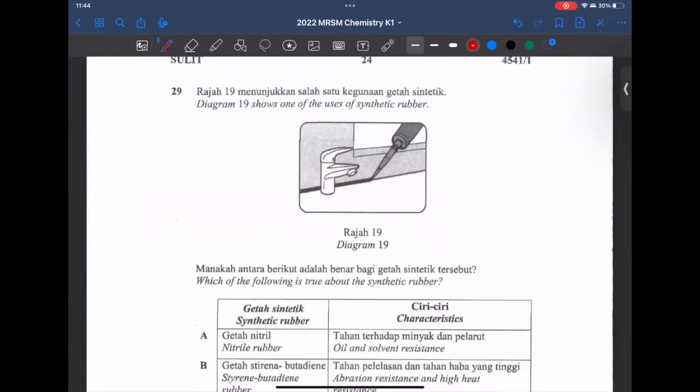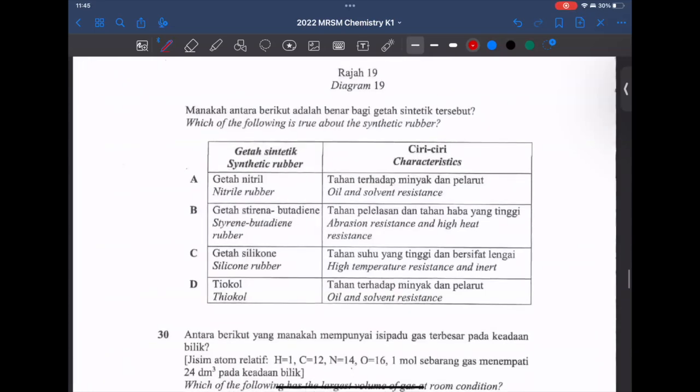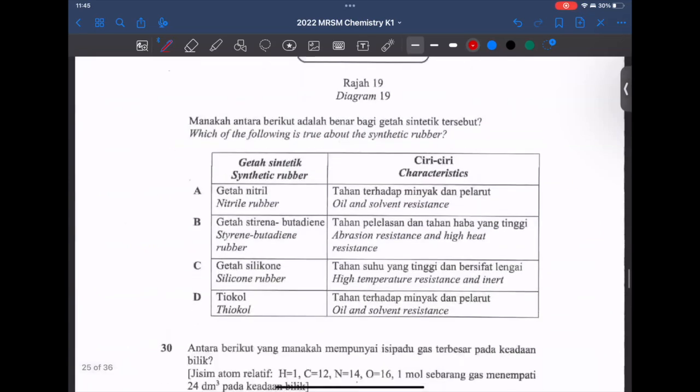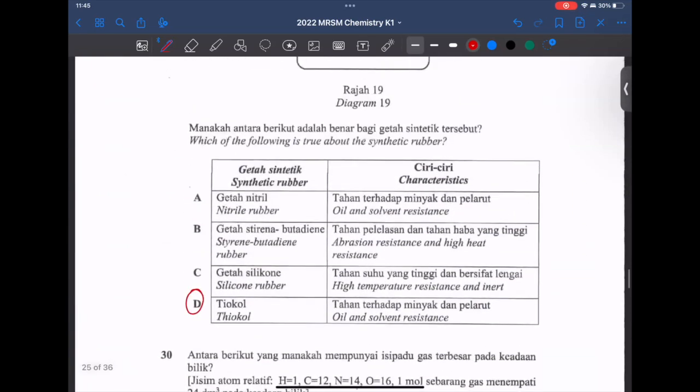29. Diagram 19 shows one of the uses of synthetic rubber. Which of the following is true about synthetic rubber? For this use, this is definitely, most likely, so of course the answer will be oil and solvent resistant because it's used in the sink area, right? So therefore, thiocol is the answer. Answer is D.